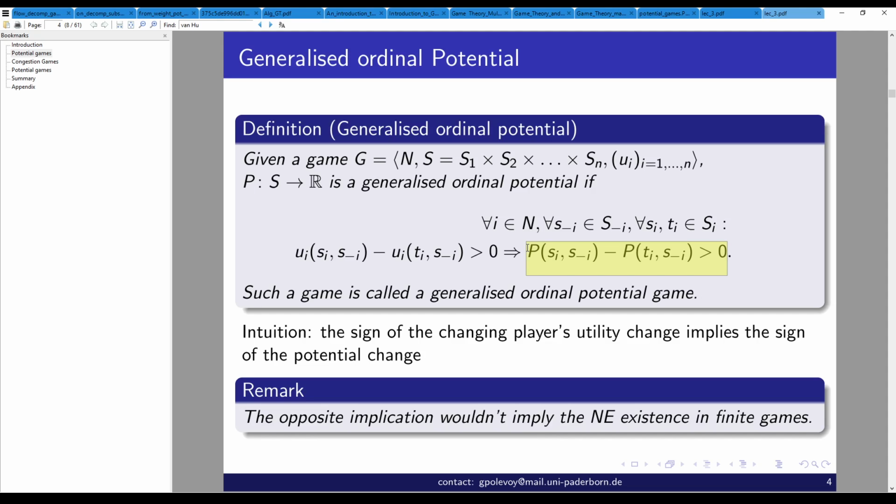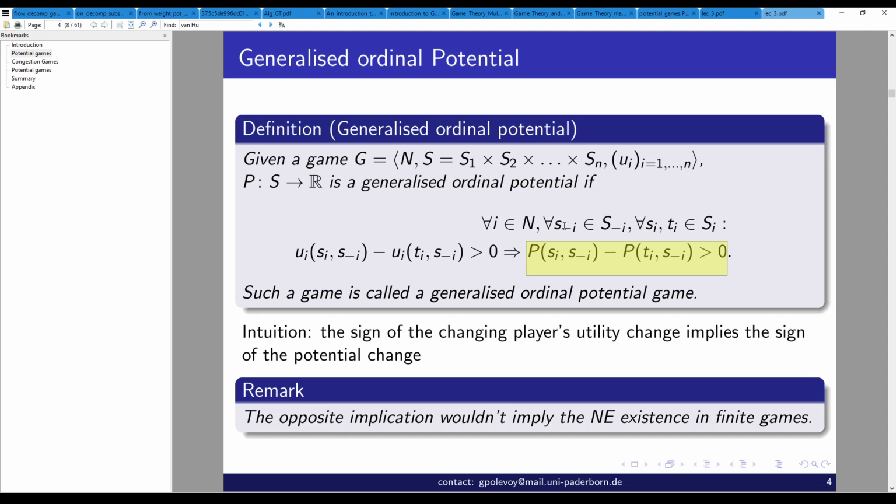But the other direction, that there is a function such that if that function grows, the utility grows, is not that interesting. What is interesting is that if the utility grows, then that's also accompanied by the growth of the function, so that if the utility could grow indefinitely, then the function will grow indefinitely, so that if the function cannot grow indefinitely, the utility cannot.